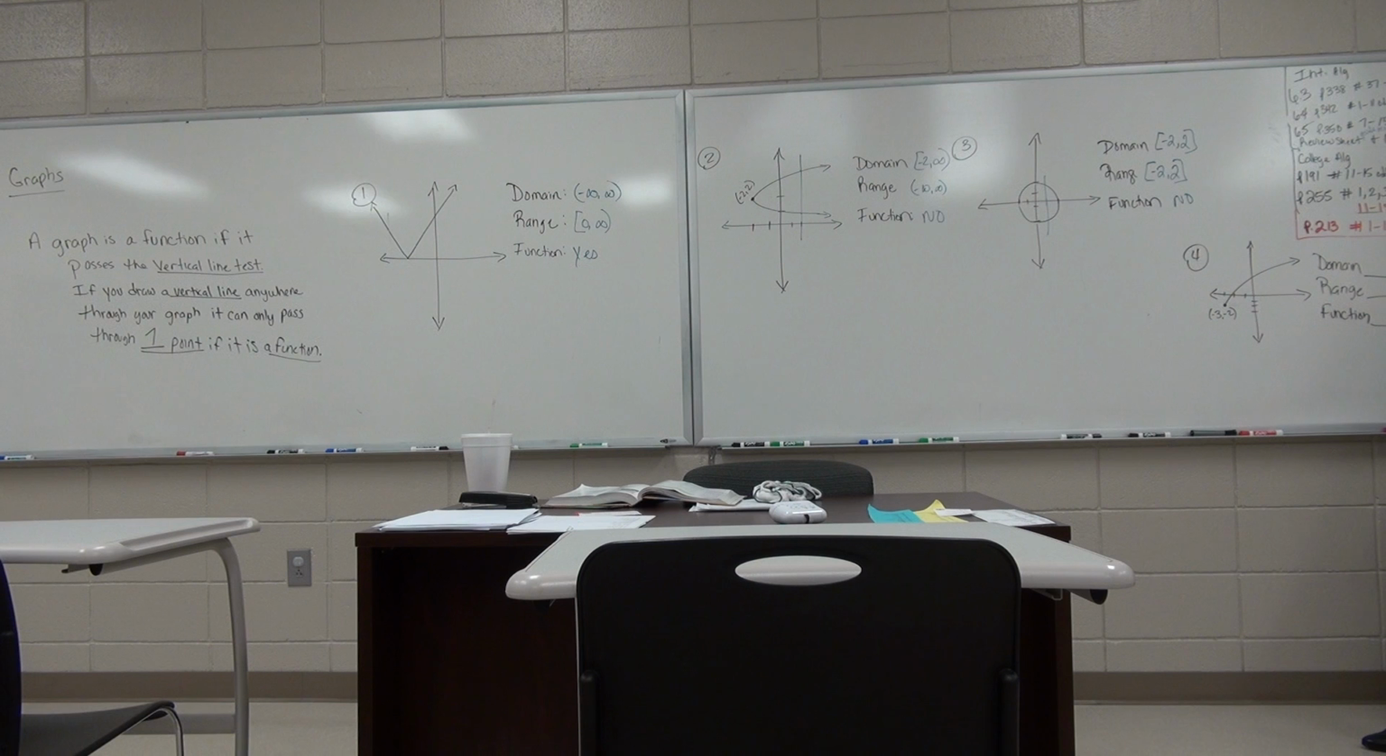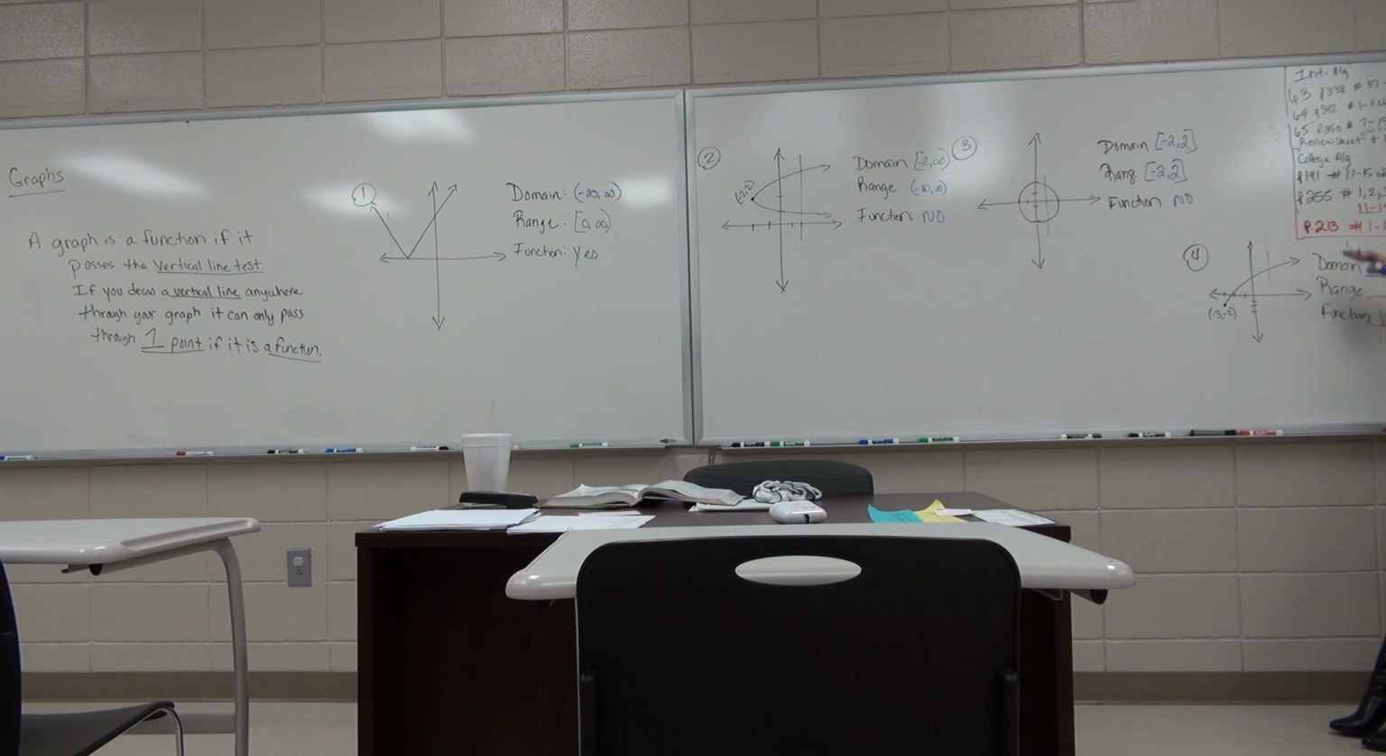Okay, let's look at this one. It's a square root function. Would that pass the vertical line test? Yes. So it is a function. Domain. What's my leftmost x value? -3. So it's going to go from -3 and it goes all the way to the right, which is to infinity.